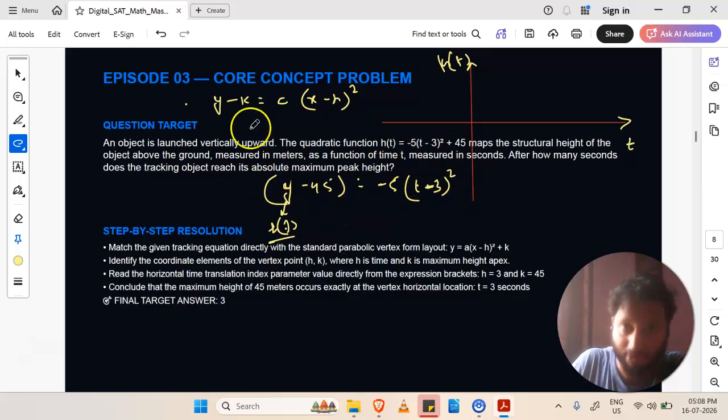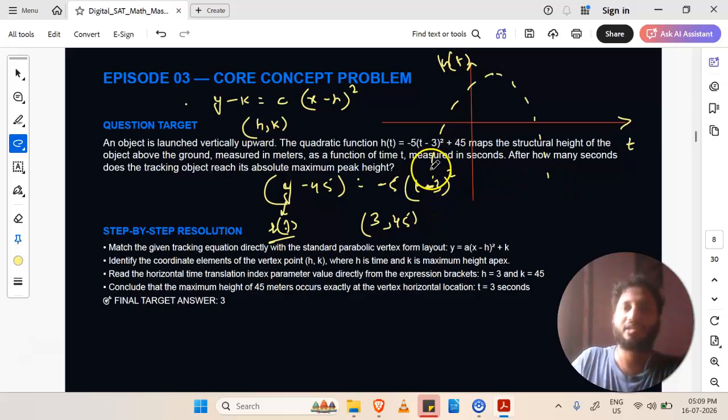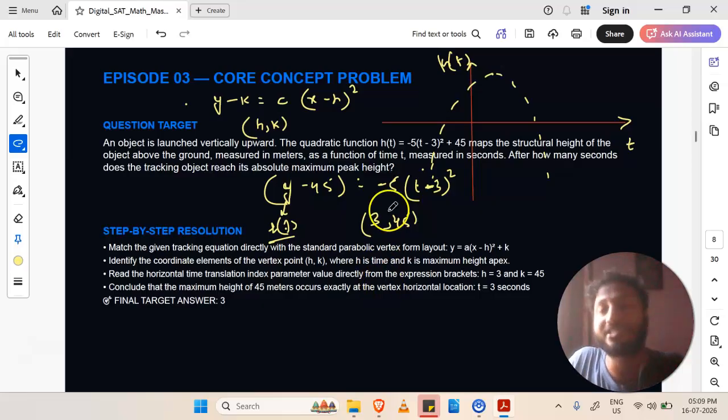So if I plot a graph of h(t) with time, what is the vertex of this parabola? The vertex of the parabola is (h, k) in vertex form, so here it corresponds to (3, 45), both being positive. So (3, 45) would lie somewhere over here, right? And whether this parabola is upward or downward, since the coefficient of t square is negative, it will be a downward parabola. So this is what the parabola would look like approximately. Correct? Now if this is the path which the object is traversing with time, tell me, what should be the answer to this question?